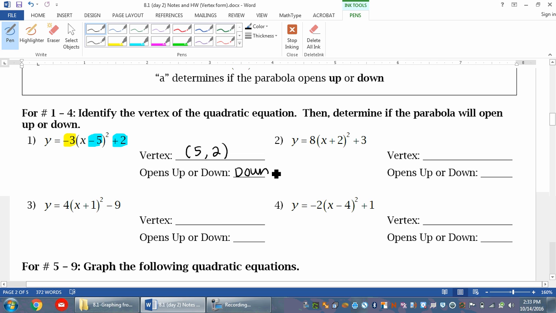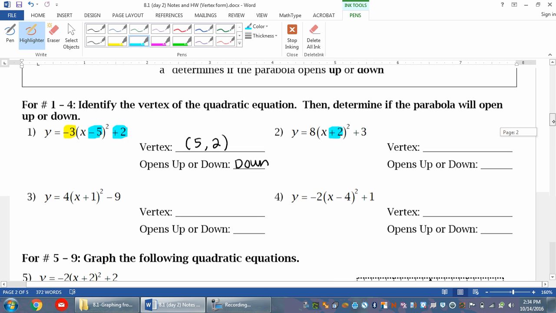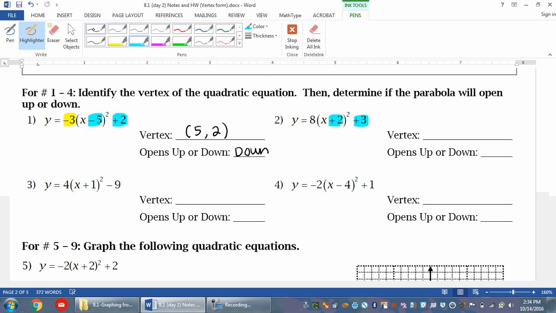All right, we have number 2. Again, you see the parentheses in the equation, so you know it's in vertex form. The number inside the parentheses and the number right outside the parentheses determine the vertex. Inside is opposite, so it's not going to be 2, it's going to be -2. And the 3 keeps the same sign, because it's outside the parentheses. And since there's a positive 8, it's going to open up.